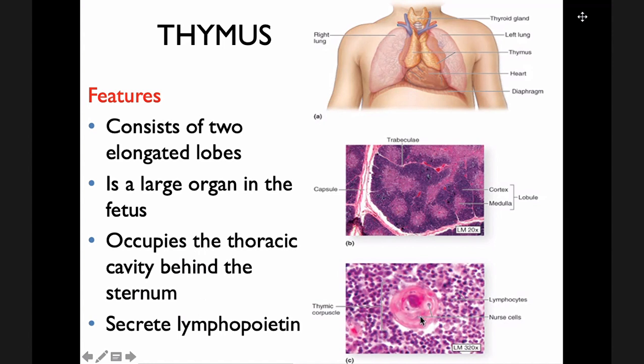So there are some cells which are responsible for maintaining lymphocytes. Those cells are called nurse cells. They secrete this molecule that we call lymphopoietin. It's a growth hormone for lymphocytes. It facilitates the survival of lymphocytes. So you find lymphopoietin being secreted in the thymus.